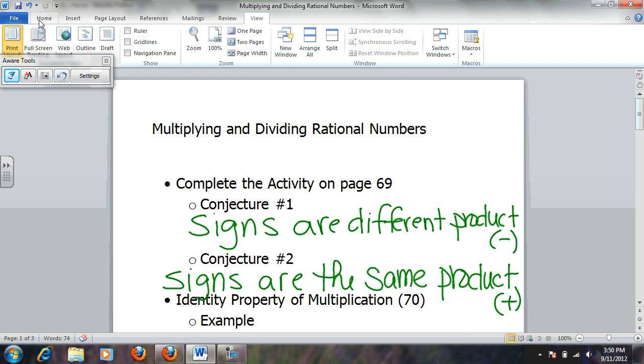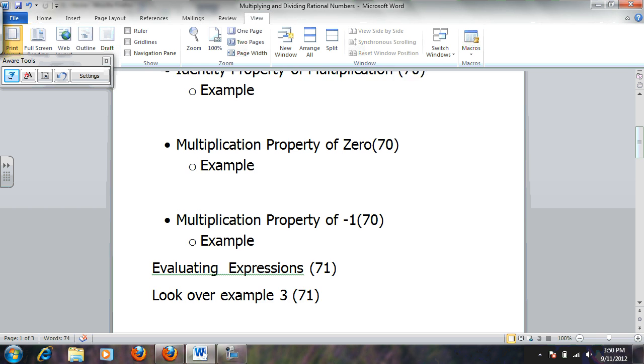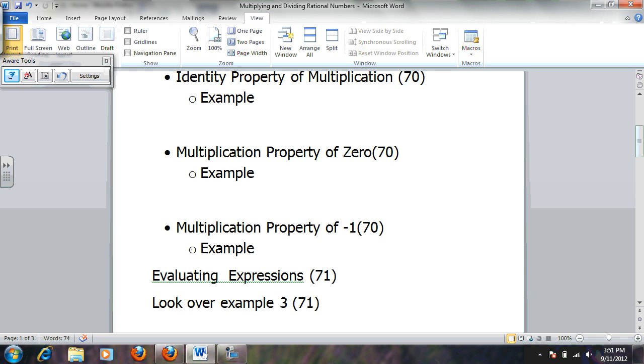Turn over to page 70, and we will look at the properties of multiplication. These properties are not new to you. The first one is the identity property of multiplication. What number can I multiply by that doesn't change its identity? Well, we said 1. So 5 times 1 equals 5. Same identity. In general form, n times 1 will equal n.